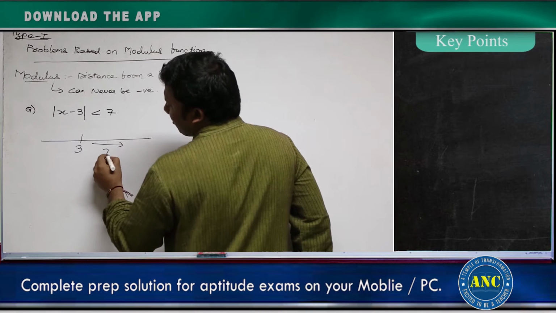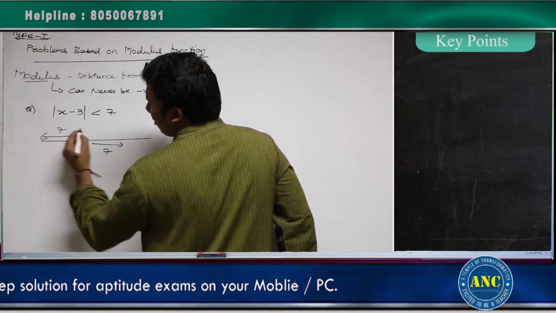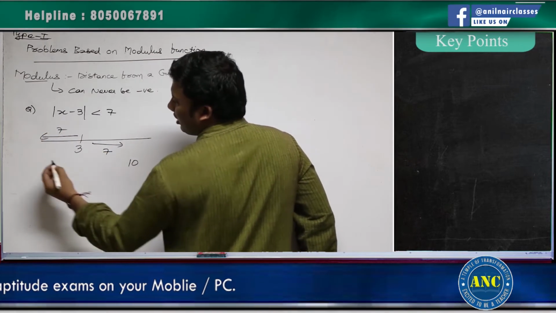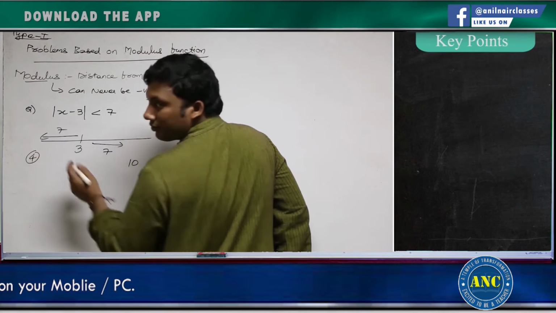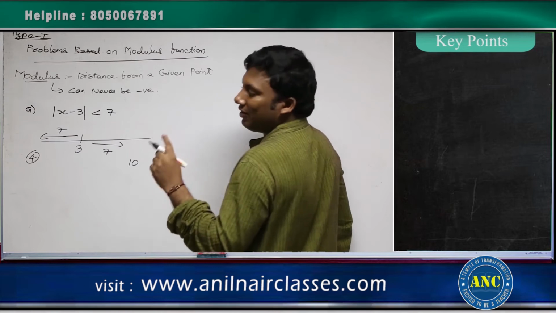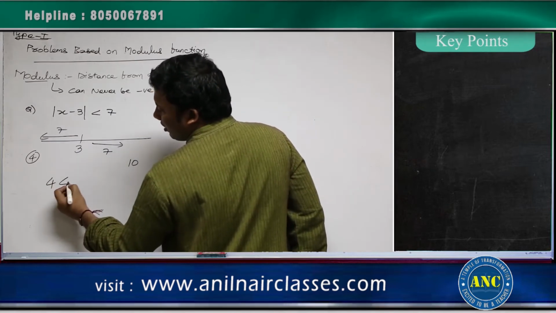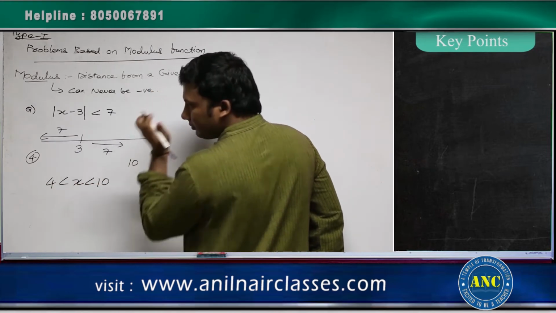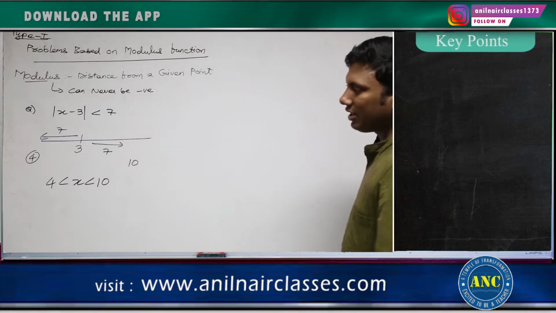It is at 3. 7 units forward, 7 units backward. 7 units forward it is 10, 7 units backward it is 4. Since it is less than, x lies between the values. Between what values? 4 less than x less than 10.